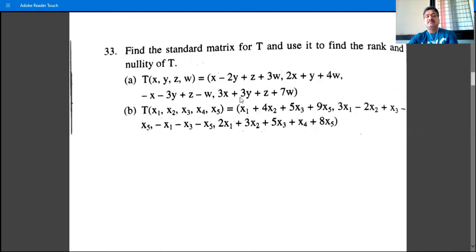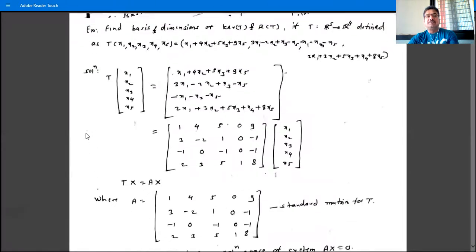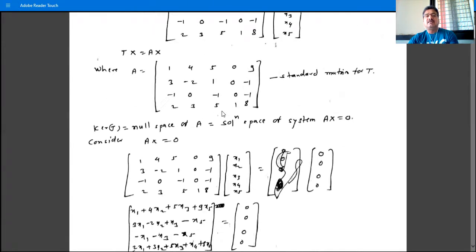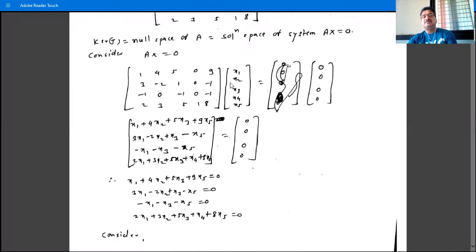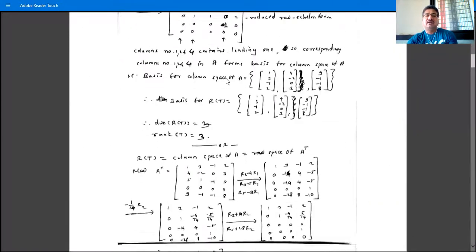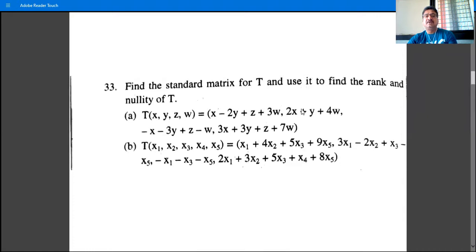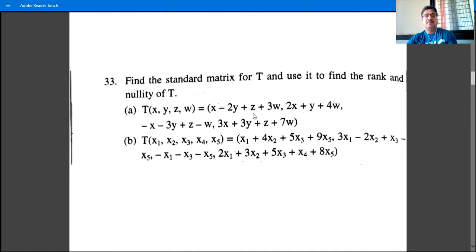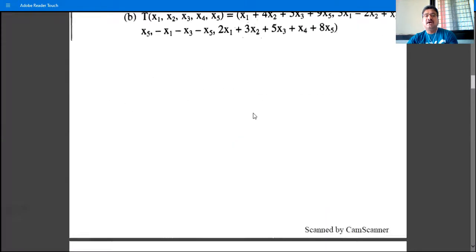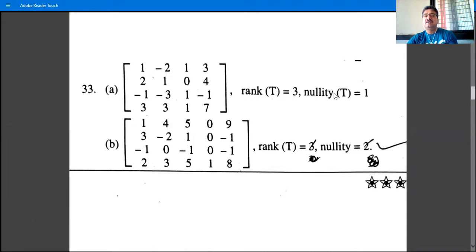Okay. So we have to find the standard matrix. So apply this procedure to obtain the standard matrix. Write the definition or formula of that linear transformation in the form of a matrix. Then write A, and that is the standard matrix. And then find the basis and dimension of the kernel of T and the range of T. We have the rank of T and the nullity of T. So first, find the standard matrix for T, and then find the rank and nullity. That is, find the basis for the range of T and the basis for the kernel of T by using the previous procedure. Okay. So the answer is given. This is the standard matrix, and the rank of T is 3 and the nullity of T is 1.